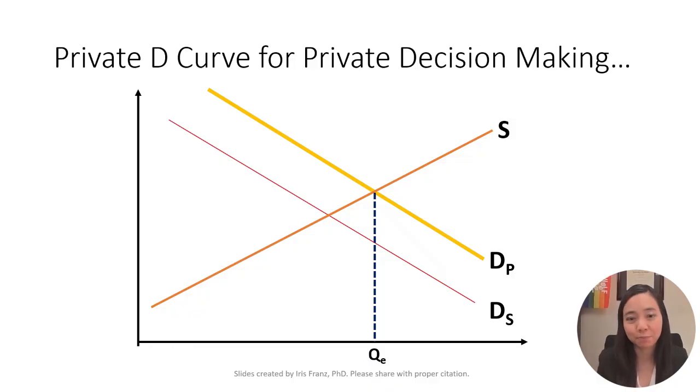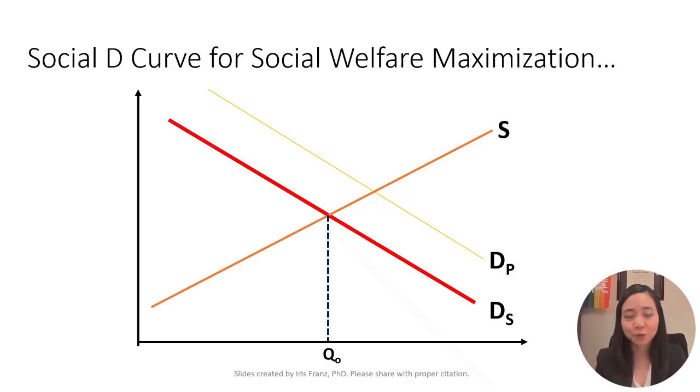If we let the market be, then the equilibrium quantity will be the intersection of the private demand curve DP and the supply curve S, resulting in quantity QE, where E stands for equilibrium. But what is a socially optimal quantity? It can be found at the intersection of the social demand curve DS and the supply curve. The socially optimal quantity is QO, where O stands for optimum.